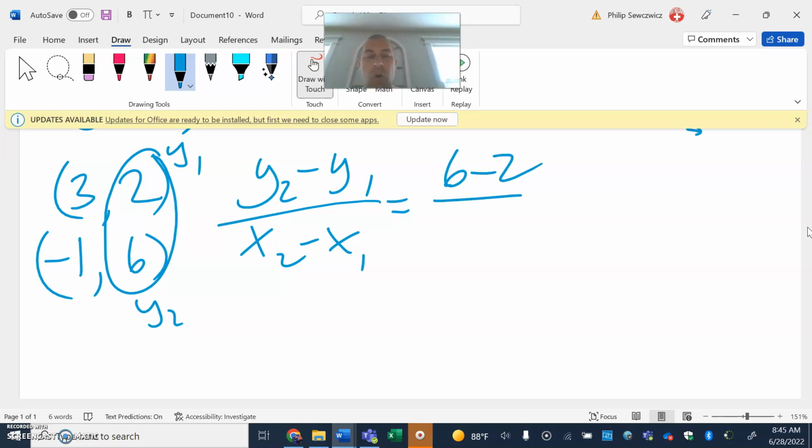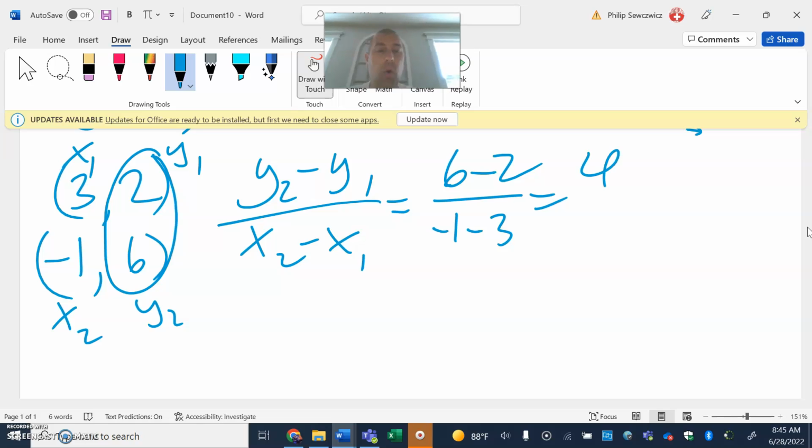Over, and then again, there's my x sub 2. There's my x sub 1, because technically it's the first x coordinate. It's the second x coordinate. So that's going to give me negative 1 minus 3. So 6 minus 2, 4. Negative 1 minus 3, negative 4. Oh, my slope's negative 1. Now, all we have to do is grab one of the points to use, and we're good to go. Me, personally, I'm going to grab the first one because they're both positive numbers.